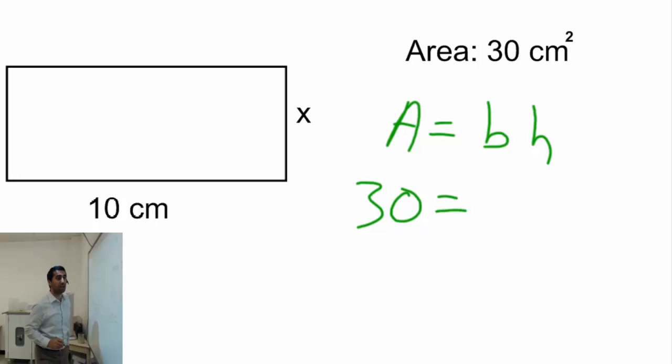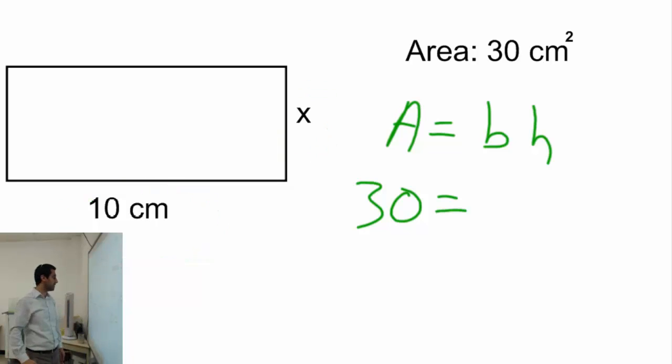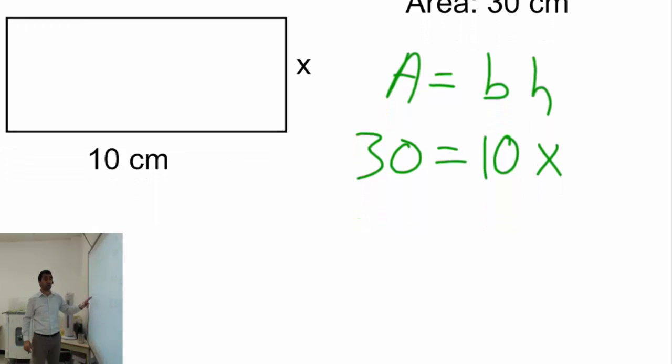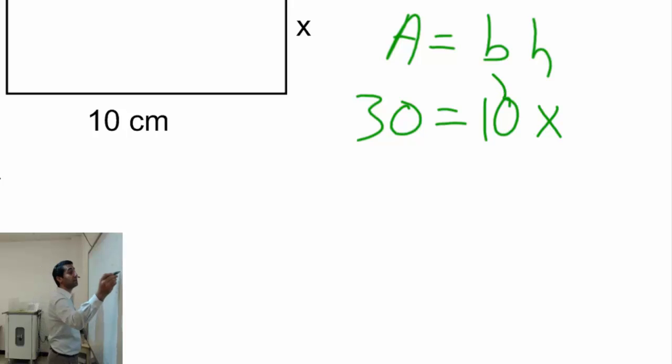30 equals B times H. Remember, B is the one here, H is the one there. So let's substitute that information. Instead of B, I'm going to have 10. Instead of H, I'm going to have X. And there is nothing between, and we know that means multiplication. So I want to leave X alone. The number next to X, which is 10, is going to go to the other side of the equation. Since it is a multiplication on the right side of the equation, it will divide on the left side.